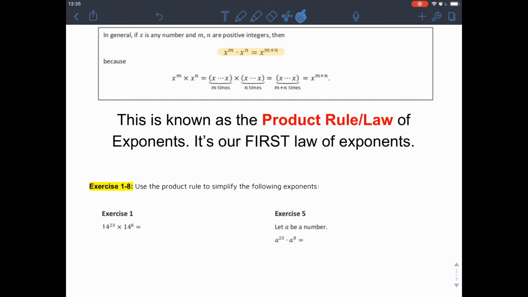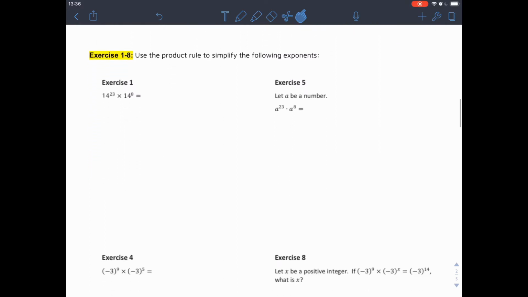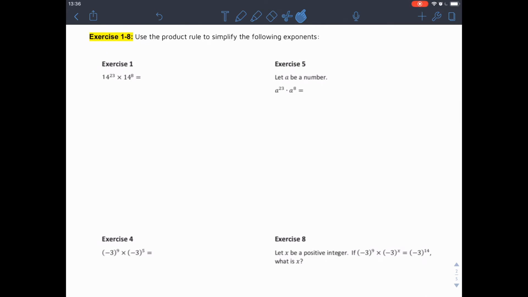This shortcut of taking numbers that have the same base that are being multiplied together and just adding their exponents is actually the product rule, or the product law, and it's the first law of exponents that we will be learning in this module. It makes it really easy to simplify expressions that have exponents. You can try to apply this law of adding together the exponents of numbers with the same base that are being multiplied together with these 4 problems right here, and then unpause the video when you're ready to go over it.